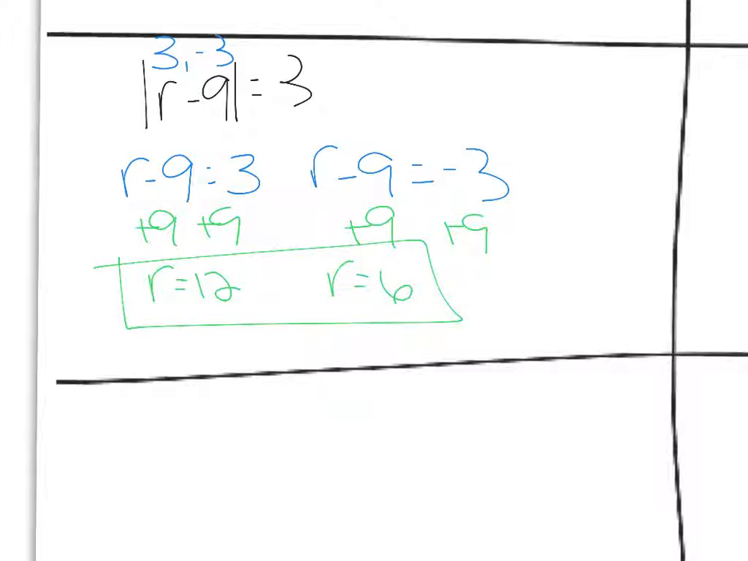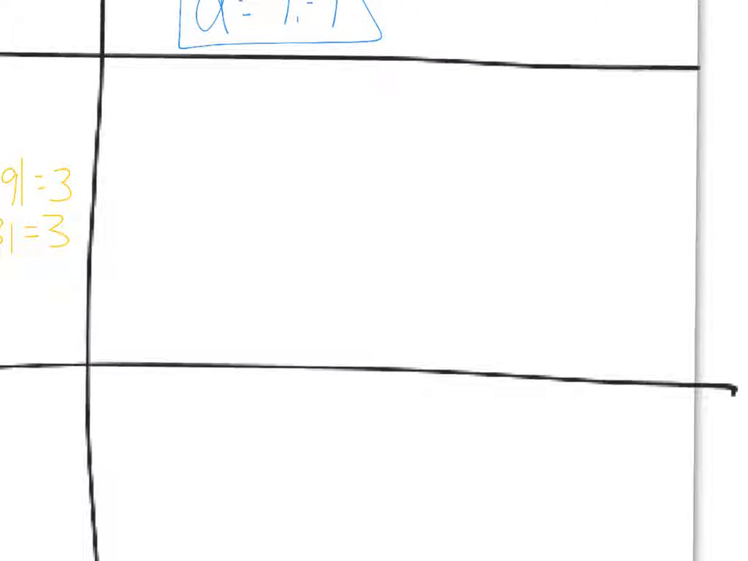Now what I want to point out is that if you plug both of these into the equation, they're going to work. So if I plug in 12, I get the absolute value of 12 minus 9 equals 3. Well, guess what? 12 minus 9, that is 3. And the absolute value of 3 is 3. And if I plug in 6, it should work as well. So the absolute value of 6 minus 9 equals 3. Well, 6 minus 9 is negative 3. And guess what? The absolute value of negative 3 is 3. So they both work. Okay, let's try another one of those.